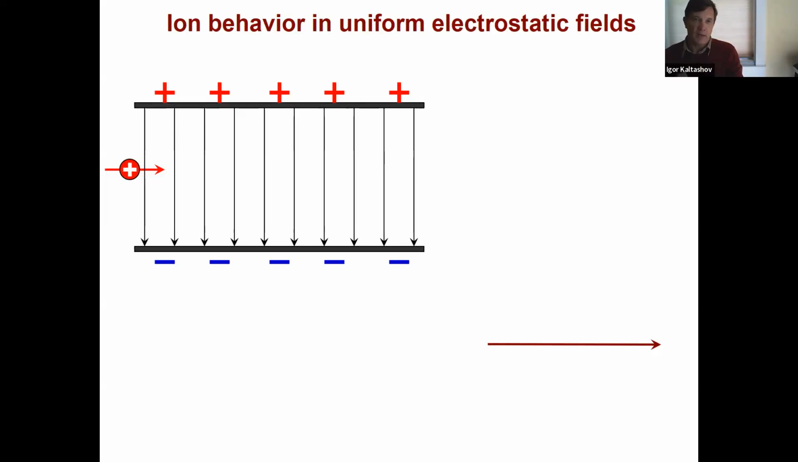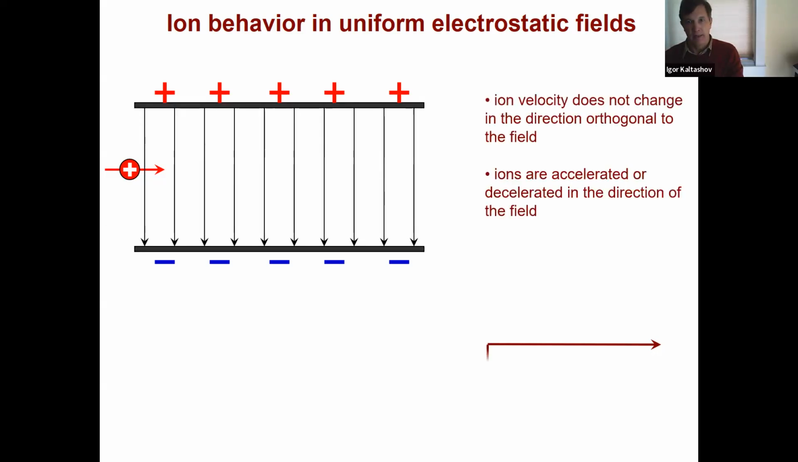If you place an ion in a uniform electrostatic field, as shown here on this slide, it will not experience any force in the direction orthogonal to the field, right? The force would be parallel to the field. And so let's say I have an ion that flies into this zone where you have uniform electrostatic field, it will assume parabolic trajectory, right? So it will be accelerated in the vertical direction towards the electrode of the opposite polarity, and its velocity in the horizontal direction is not going to change.